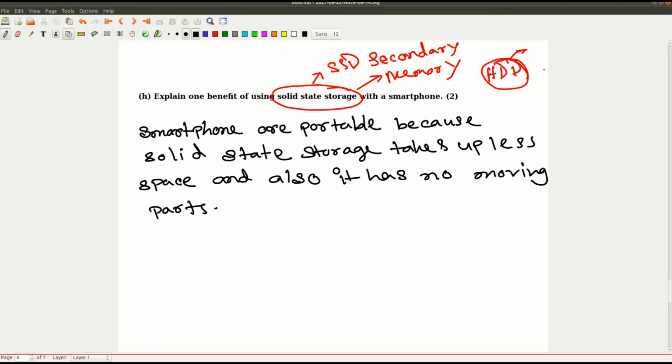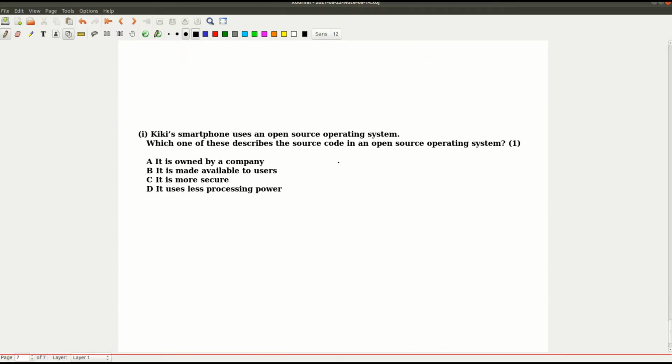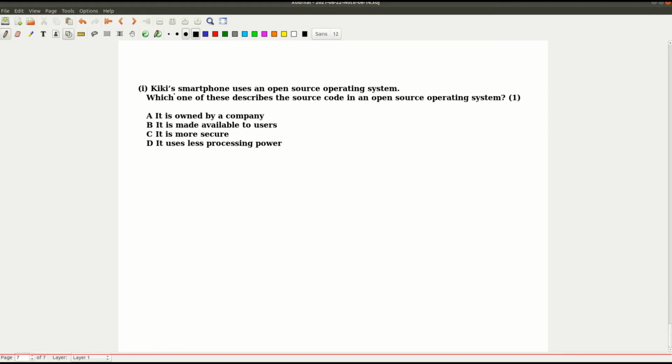In red color, I always try to provide an example. So this is not the answer actually, but the black color one is the answer. And also, in your exam, when you are writing, don't write a short abbreviation like SSD. Always try to put the full name like solid state storage. It will be better.